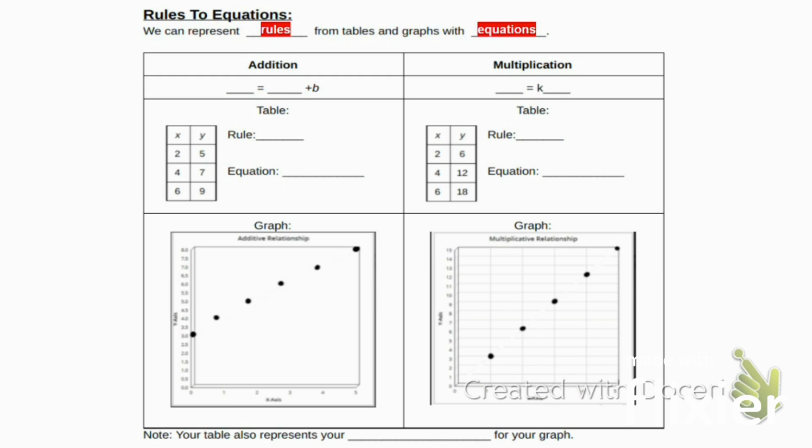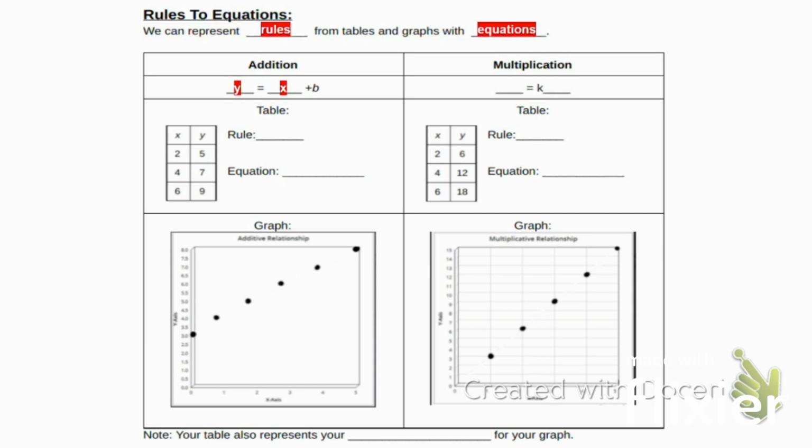So, with addition, we would write the equation y equals x plus b. The x and the y represent the information from the table. The b represents the rule that we will find. So that's really where our focus is. The x and the y are just, if we were to plug in the information from the table, we would be able to find what b is.